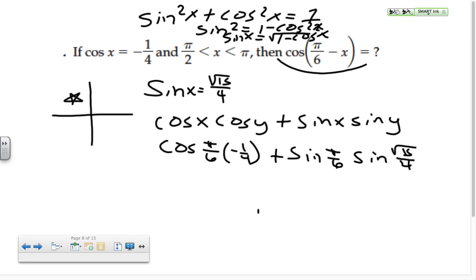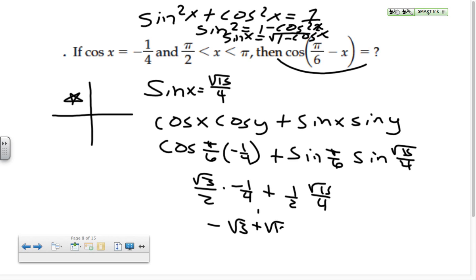Now, cosine of pi over 6, we know from our rules, is root 3 over 2 times negative 1/4, plus 1/2 times root 15 over 4. This becomes negative root 3 plus root 15 over 8. And that's my answer. Sorry, that was a little confusing.